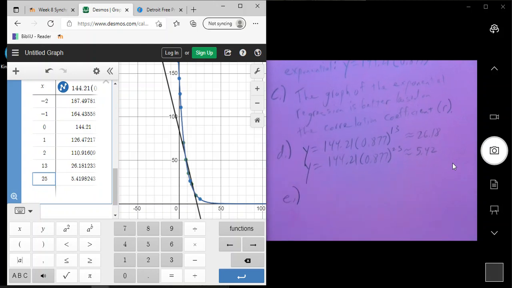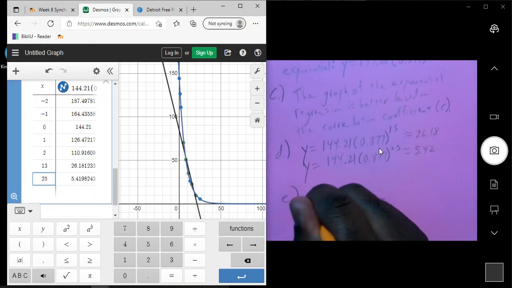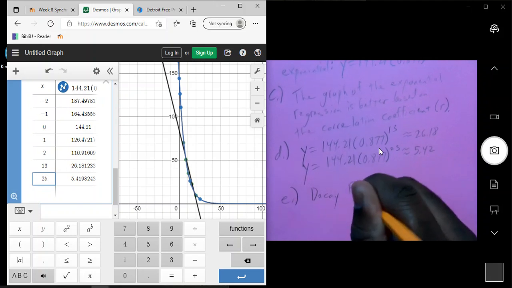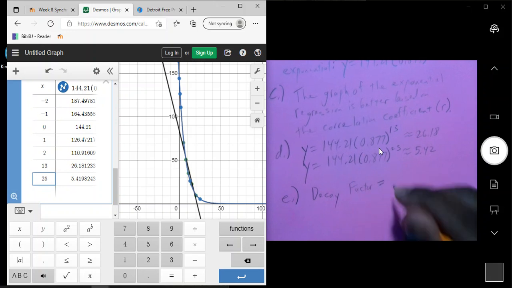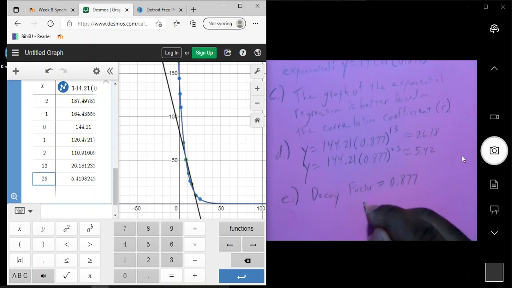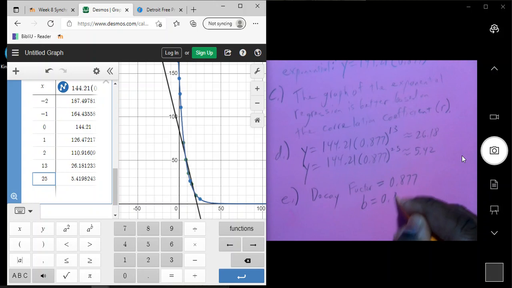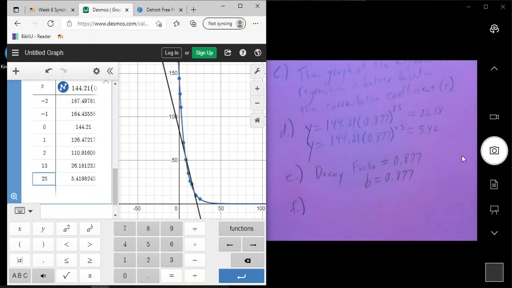It says for the exponential model, what is the decay factor? Now the decay factor is this value inside the parentheses. So we could say decay factor is equal to 0.877. Now, you could leave it as this, or sometimes they will write it as b is equal to 0.877, because b deals with your factor, whether it's a growth factor or decay factor. All right. Now we move on to F.